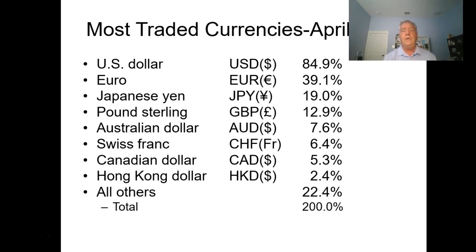Now, this all adds up to 200%. The $64,000 question is, how in the heck can it add up to 200%? Well, it's pretty simple. For every trade in currency, there's an offsetting trade in another currency. So every trade involves two currencies. There's two sides to every transaction, and they're both currencies. So everything that's traded in the world adds up to about 200%.